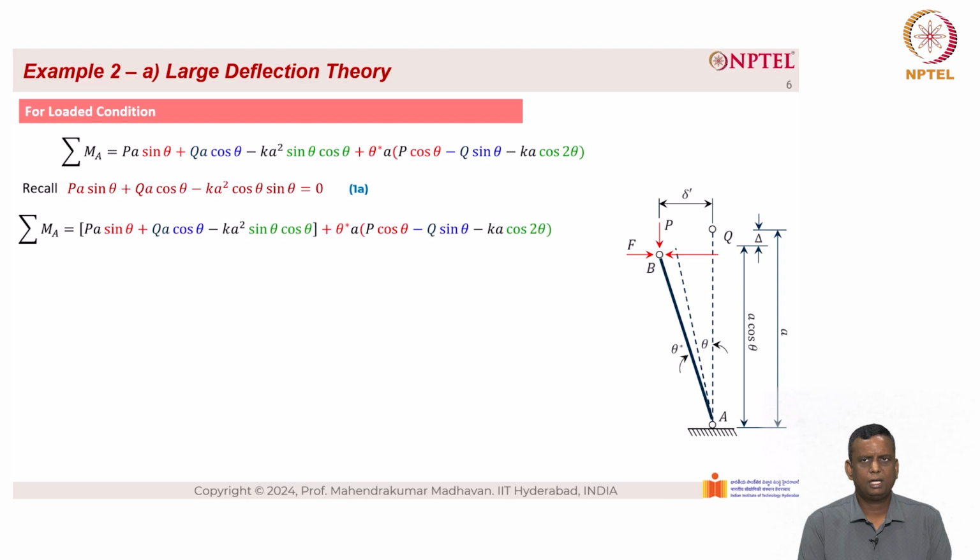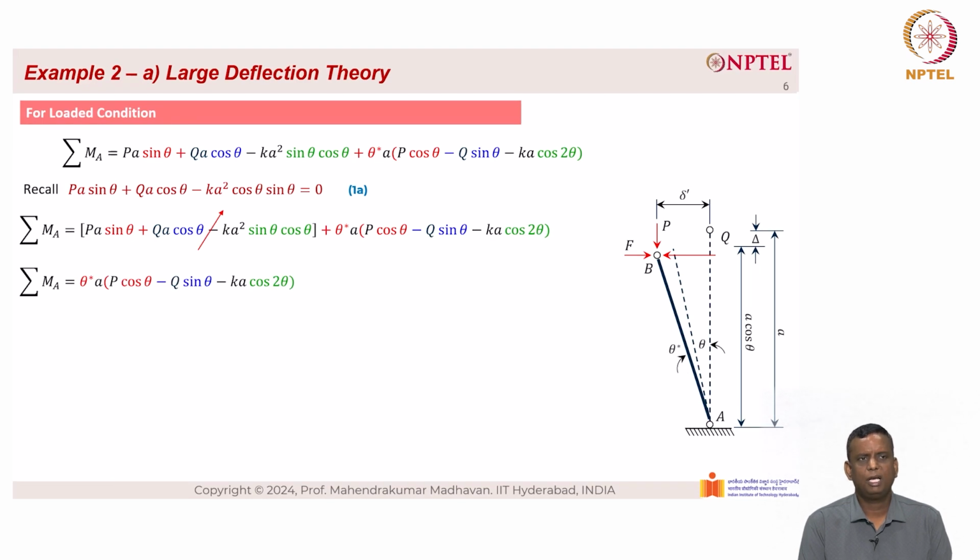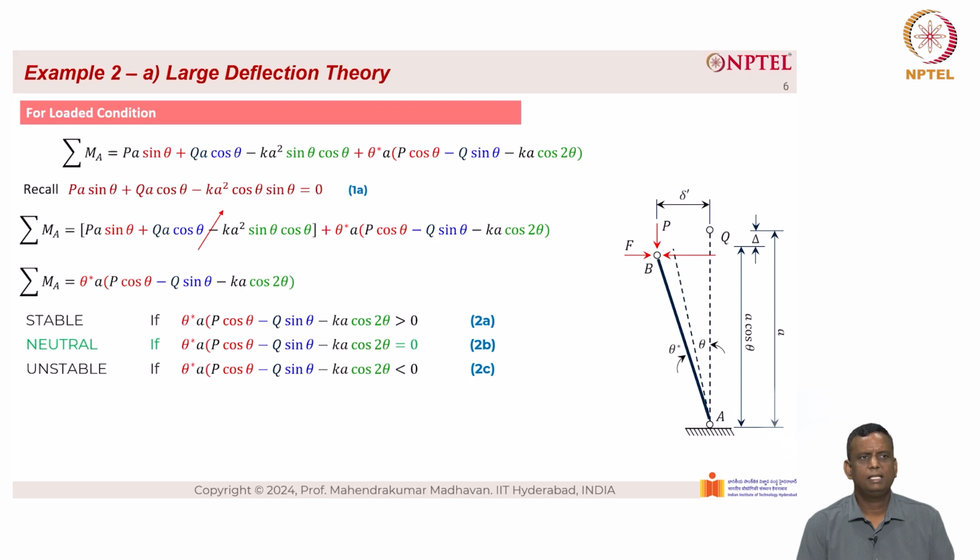So substituting that in the above equation for Σm_A, the first term, which does not have the θ* terms, actually becomes 0. And so we get Σm_A = θ* A (P cos θ − Q sin θ − K_A cos 2θ). We can see that if this term is greater than 0, it is in stable equilibrium. If it is equal to 0, it is in neutral equilibrium. If the term is less than 0, then it is going to be in unstable equilibrium.